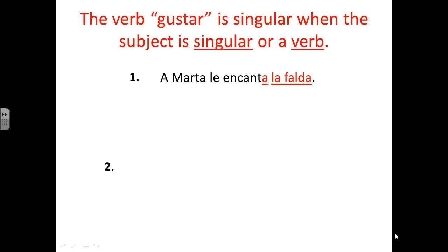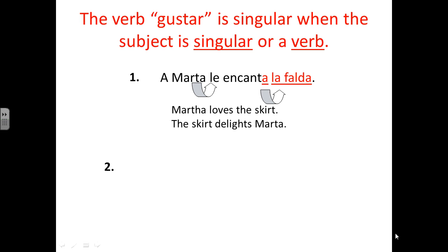You'll need to fill in the blanks on the second side of this note-taking sheet, and then under number 1, you're going to write: Marta le encanta la falda. Marta goes with the le. I would suggest you put arrows as well. Marta is modifying the person. Encanta is modifying the thing that you love. So here, la falda is singular, so encanta is singular. And this means Martha loves the skirt or the skirt delights Martha. Either way you want to read it.